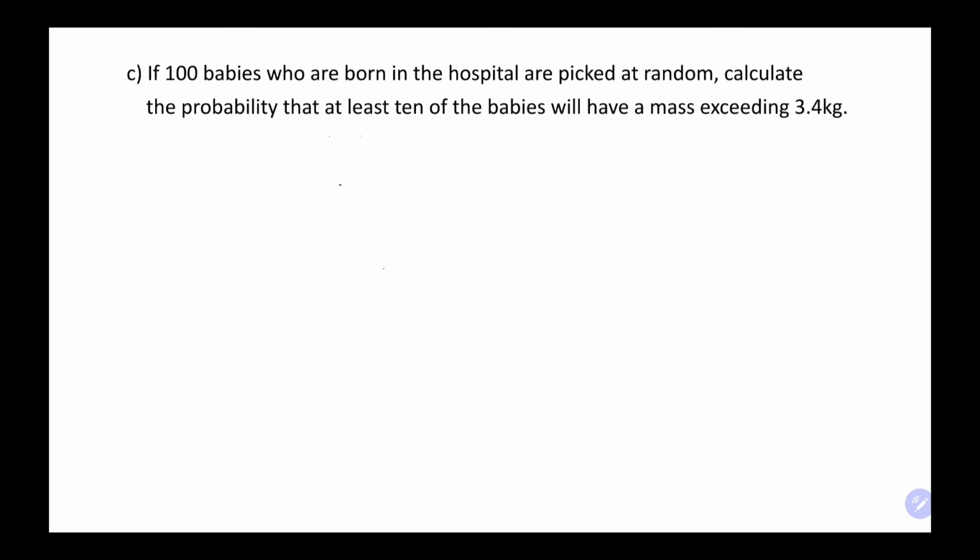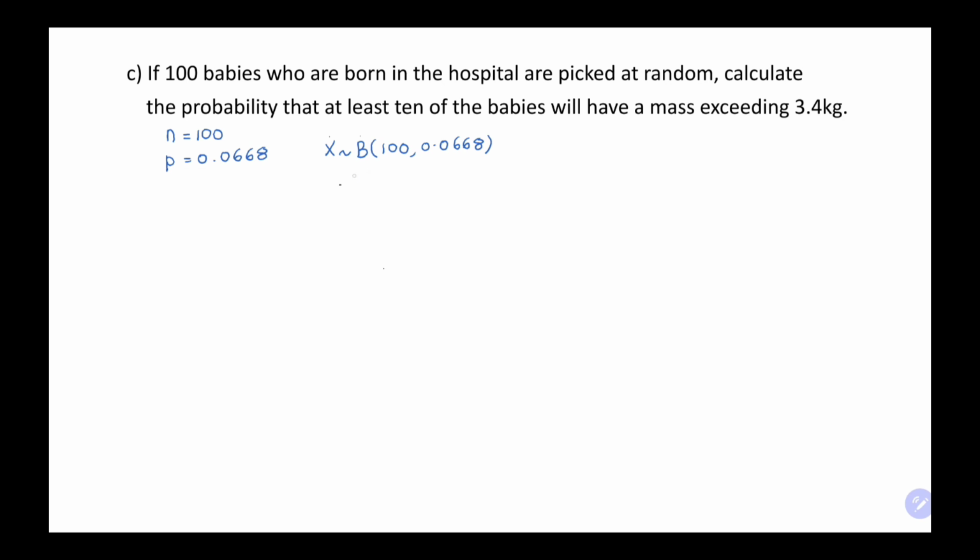And we continue with the last question. If 100 babies who are born in the hospital are picked at random, calculate the probability that at least 10 of the babies will have a mass exceeding 3.4 kg. The question gives the total babies as 100, so n equals 100. The probability is still for babies having a mass exceeding 3.4 kg, so we use the previous p, 0.0668. Since we have n and p, this is binomial, with n 100 and p 0.0668.